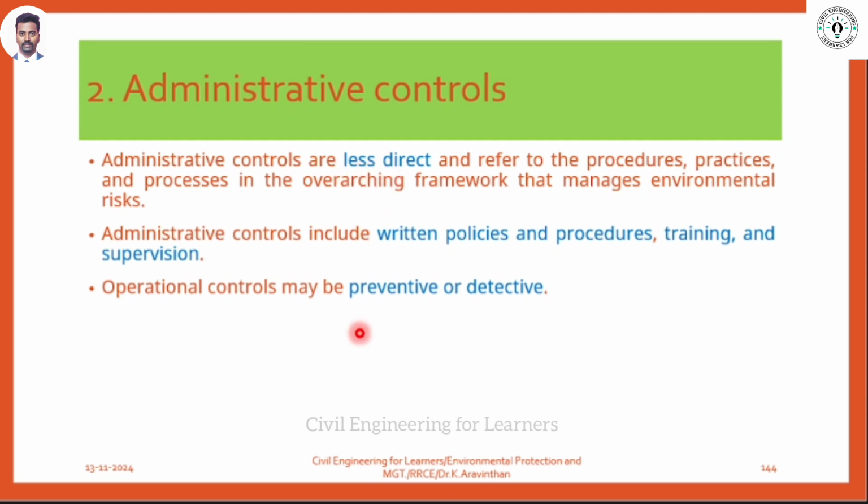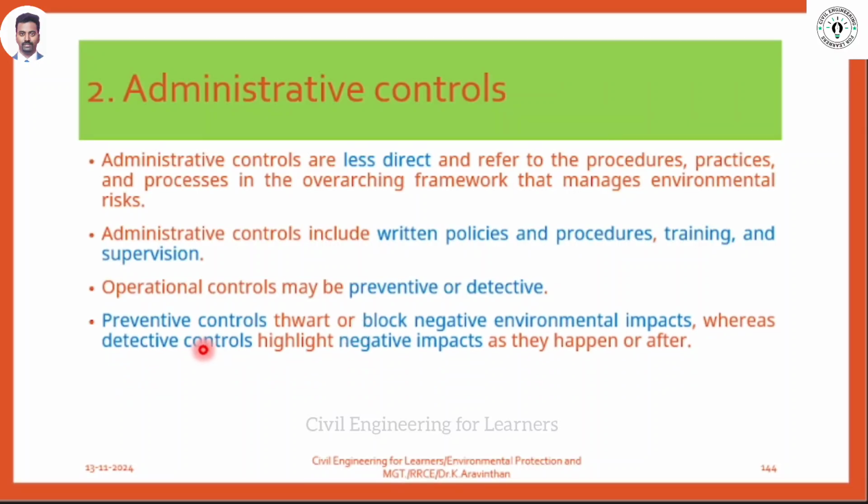Why is administrative control followed? In order to prevent or detect. It should be detective or preventive. So if you are not wearing an ID card, what happens? Outside people can get into your college. They can do any illegal activities. For preventing that, everybody has to do that. So this is one of the things. So it is preventive. That is why they say whatever administrative controls they do is preventive. Yes, then detective. Preventive controls block negative environmental impact. So this is one of the things.